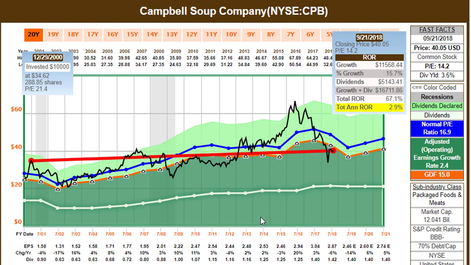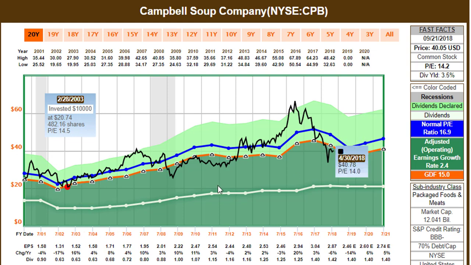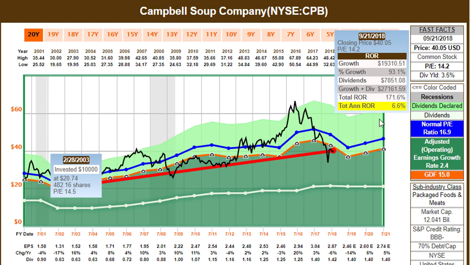Now watch what happens, however, if you buy the stock at a much lower value. And so once again, before I do this, I want to make something clear. I'm going to buy this stock at a normal PE of 14.5 in February of 2003. That compares to buying it in December, or really December 29th of 2000. So it's about 2.5 or 3 years later, but I bought it at a fair valuation and I held the stock through yesterday's close.